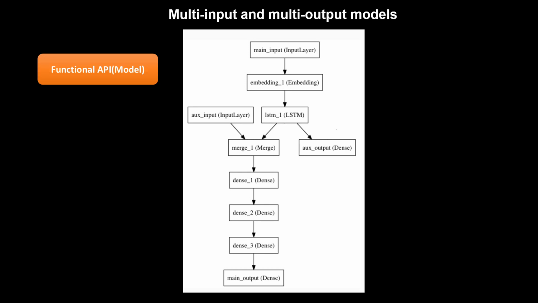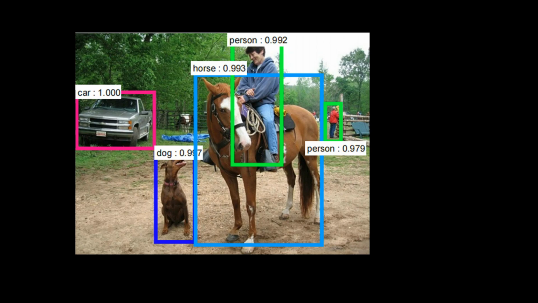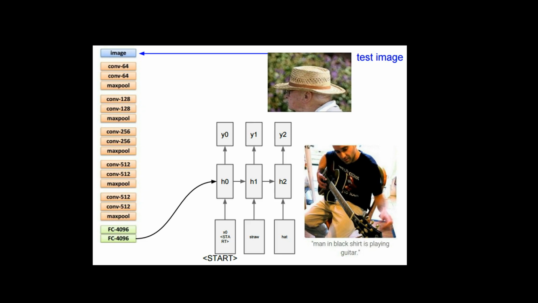So another way in which we can create a neural network model in Keras is through the functional API. And through the functional API, we can create complicated models like multi-input, multi-output models. And then we discussed that Keras can be used to implement regression problems, classification problems, and problems like object recognition and detection. And then we can also use Keras to integrate two different models, like for image captioning we have integrated, let's say, CNN and LSTM.